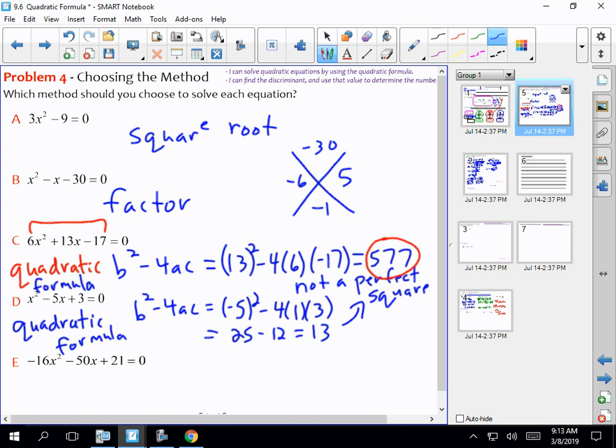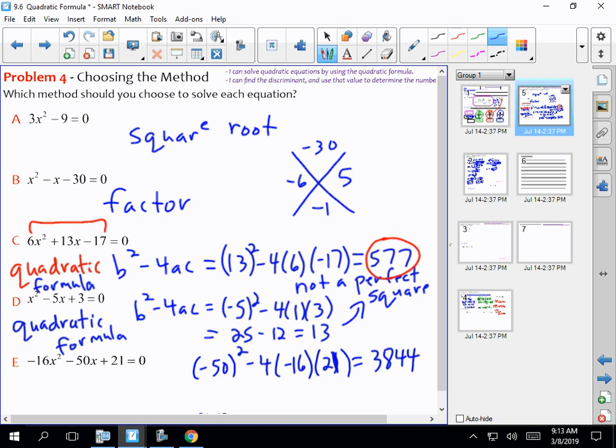And the final one, I mean, you can make arguments for this one. It so turns out that when you plug it into b squared minus 4ac, you get a perfect square. It's a huge number. It's 3,844. I'll show you. It looks like this. -50 squared minus 4 times -16 times 21 equals 3,844. And even as much of a math geek as I am, I didn't recognize that as a perfect square, but I checked it on my calculator.